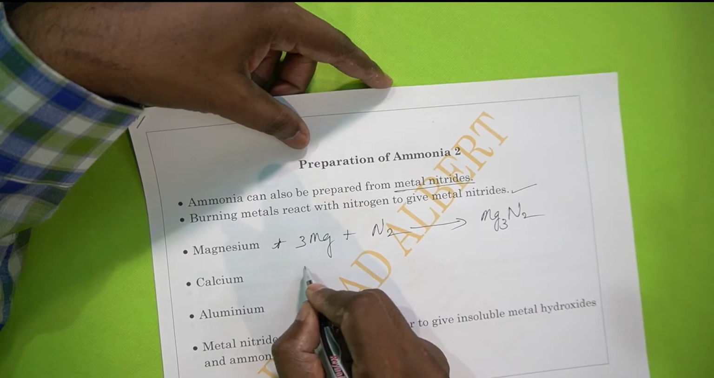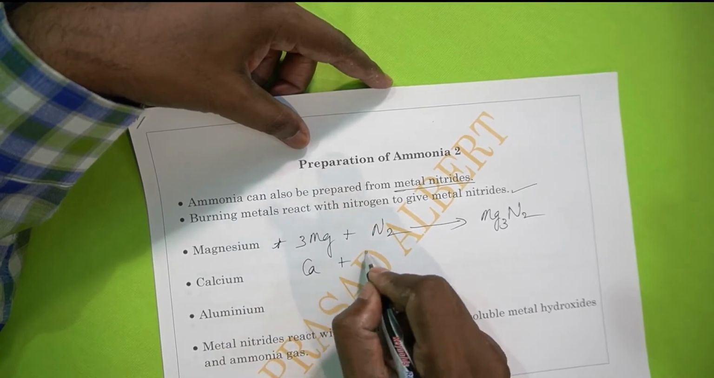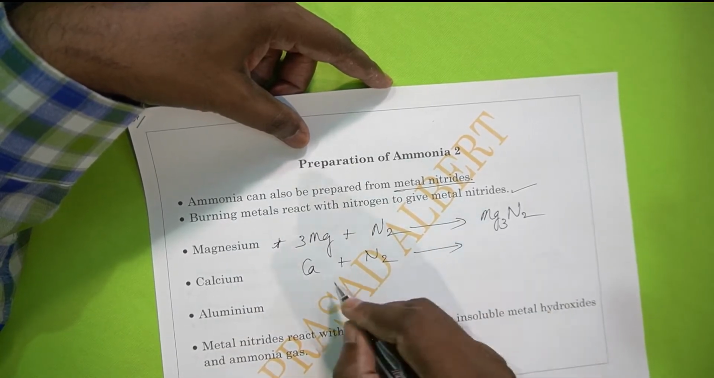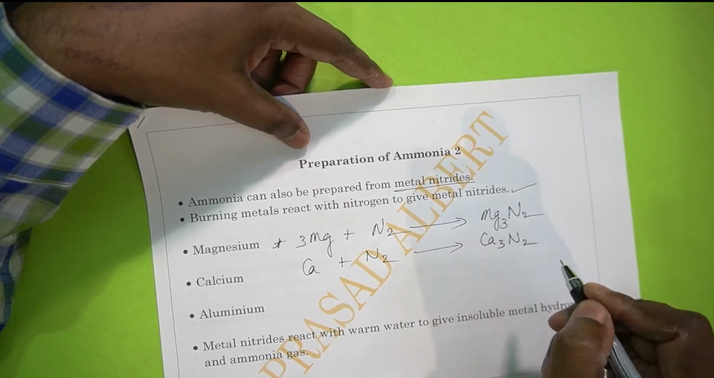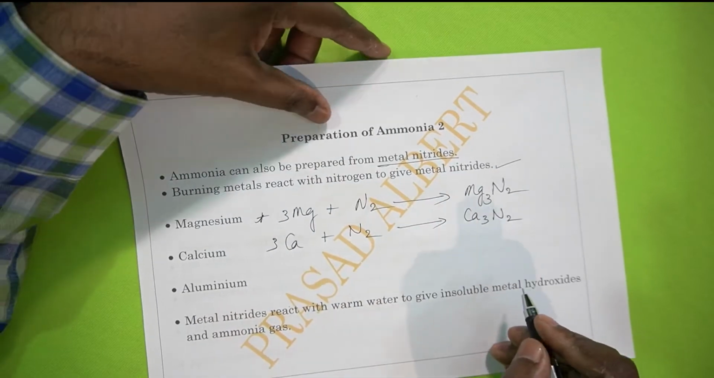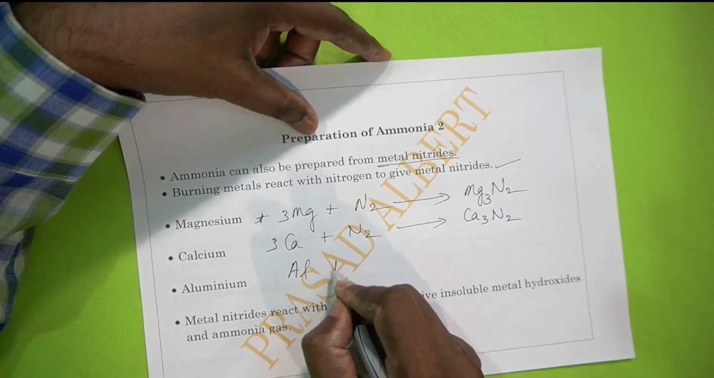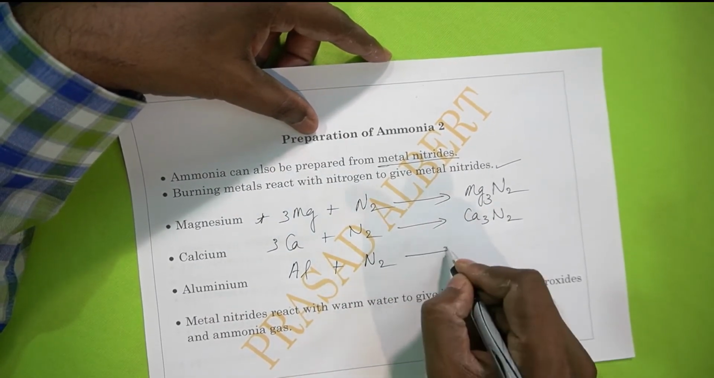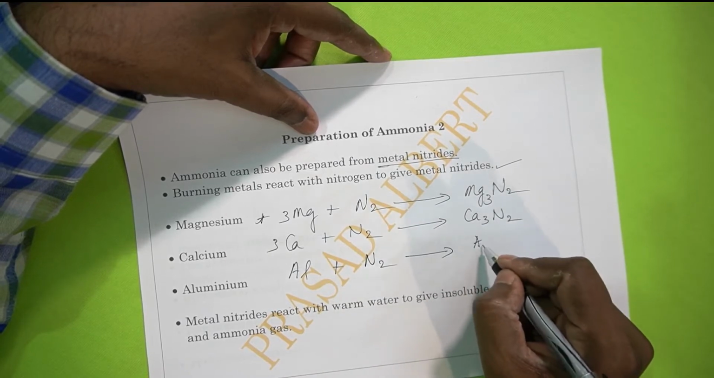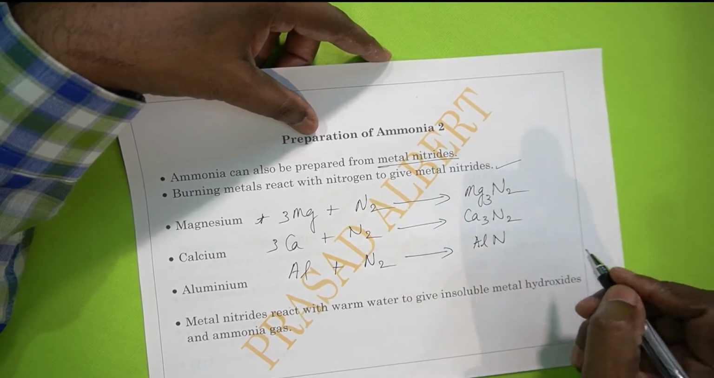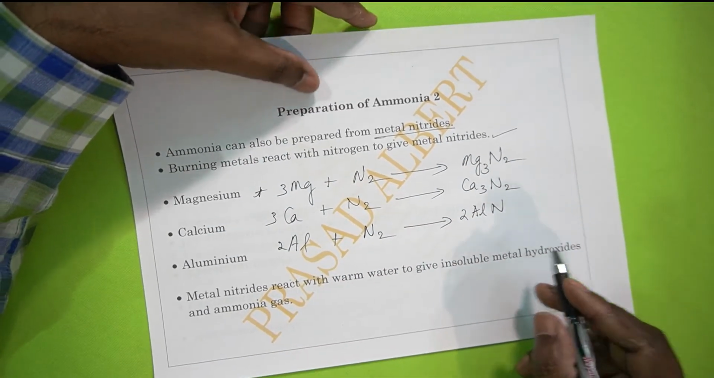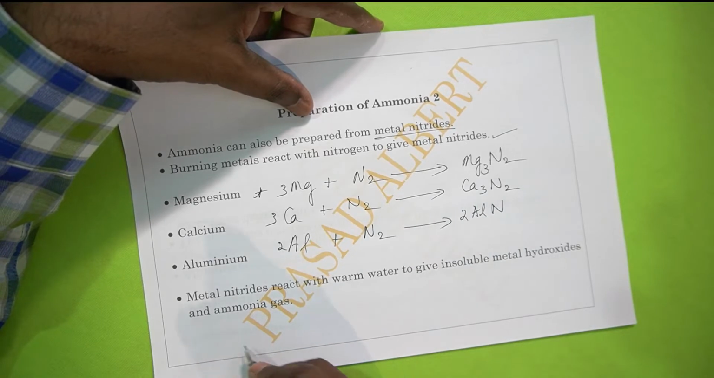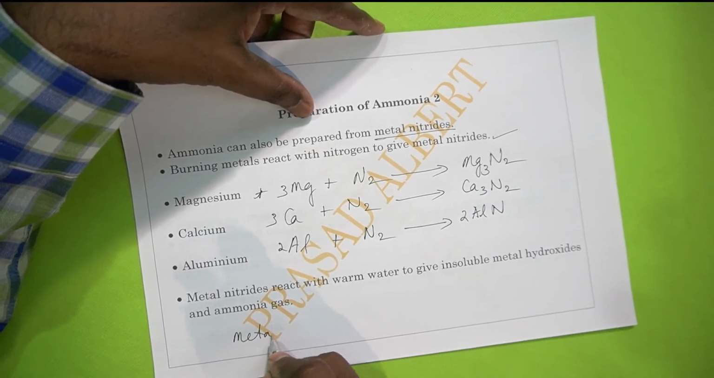Calcium also forms calcium nitride. Calcium reacts with nitrogen. When burnt, it will produce Ca3N2, calcium nitride, so 3 Ca. Aluminium reacts with nitrogen. Aluminium is a trivalent metal. It also burns in nitrogen, giving aluminium nitride. So metal nitrides react with water.